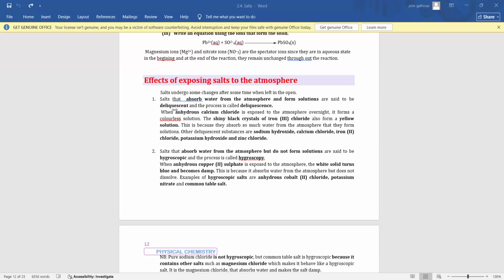Because copper is below hydrogen in the reactivity series. Very good. Copper is below hydrogen in the reactivity series.